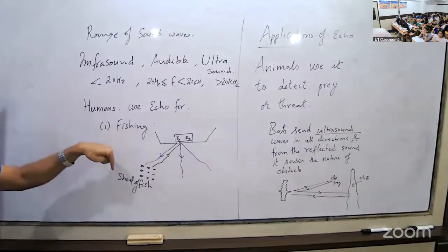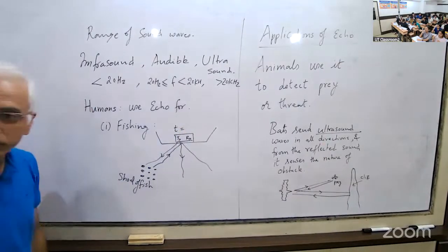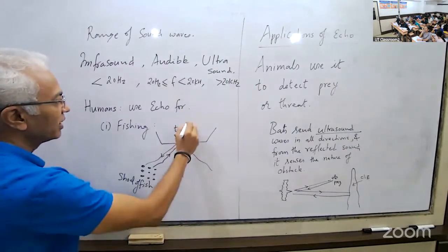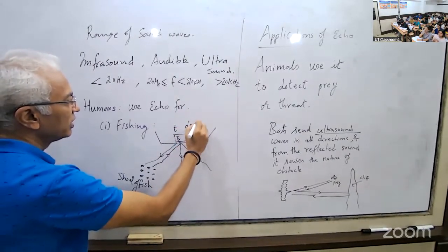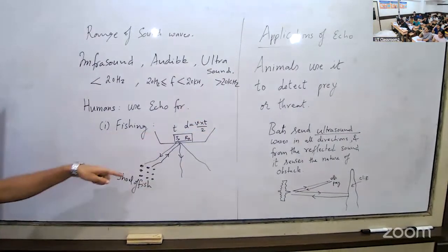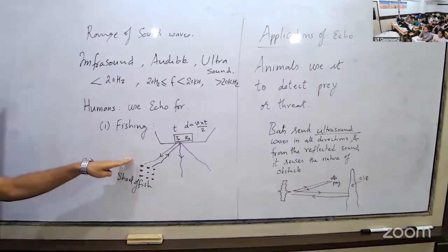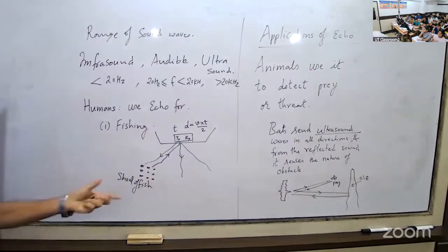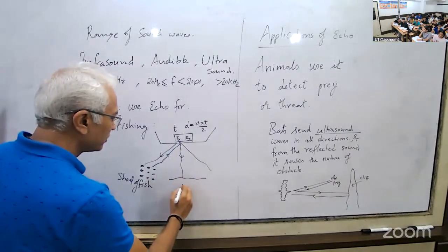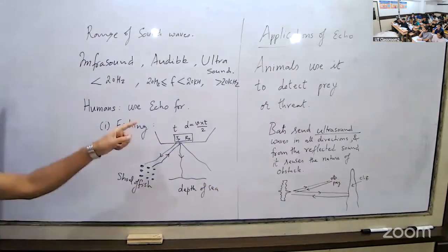So the device transmits ultrasound and receives it. So what will it do? It will note down the time of echo, and once you have the time, then D can be formulated. D can be found out by D equals V into T by 2. So they will exactly lay the net there after estimating the distance. Shoal of fish is a group, a constellation of fish. Likewise, you can measure the depth of the sea. Depth of sea also can be measured.